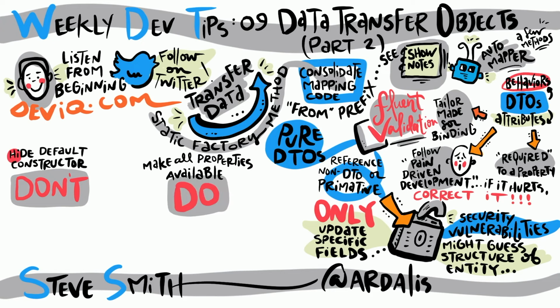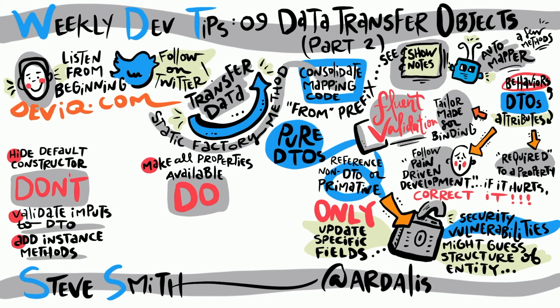Don't validate inputs to a DTO. Validation isn't a concern of a DTO and should live somewhere else. Don't add instance methods to your DTO. Data transfer objects are not supposed to have behavior, and these methods represent some kind of behavior in the DTO. Keep it just to the properties.